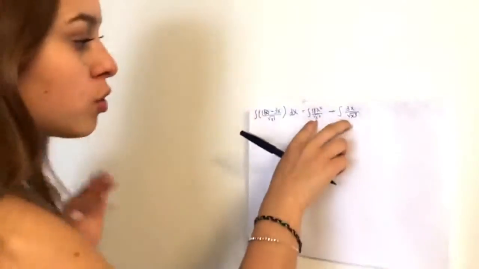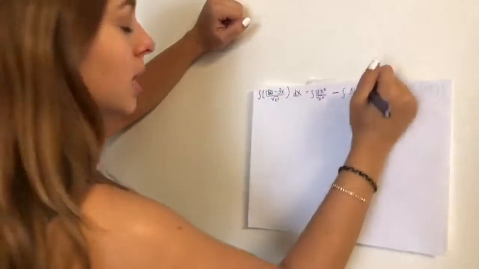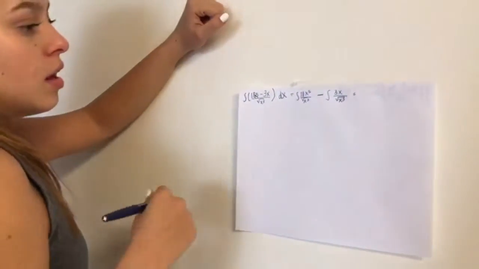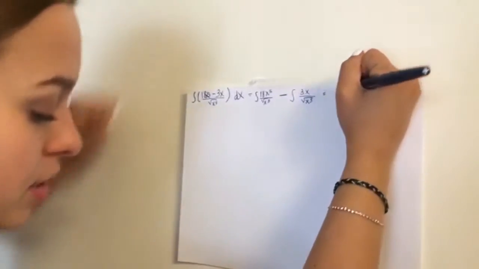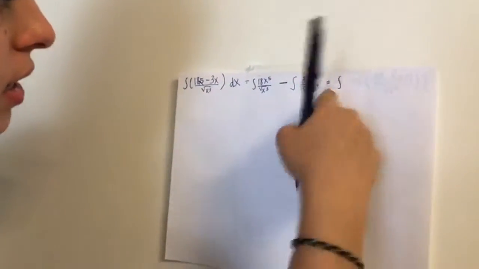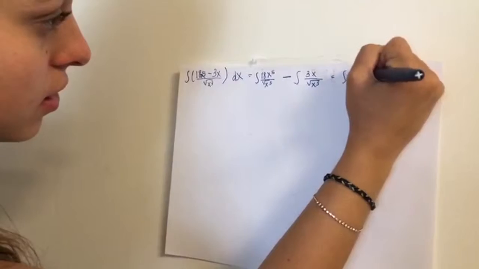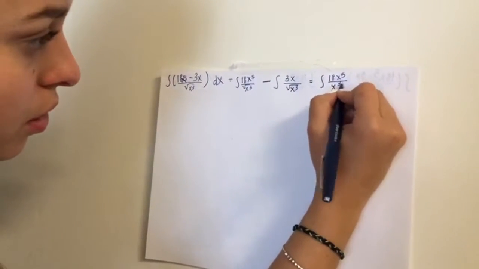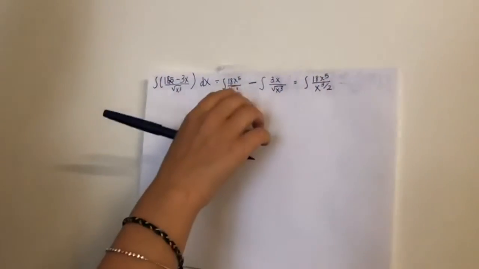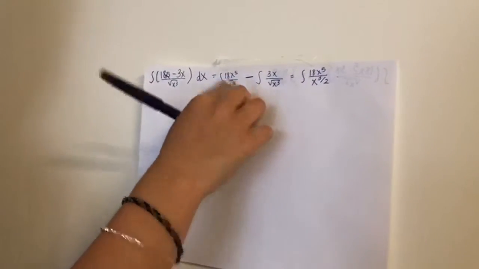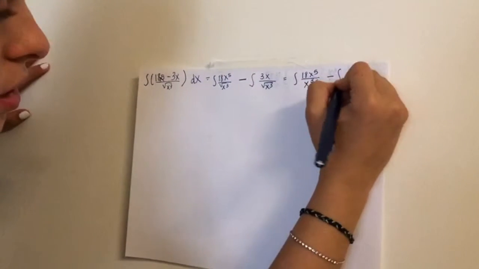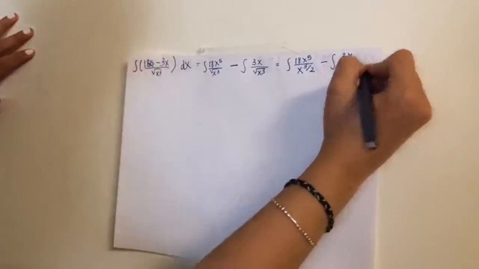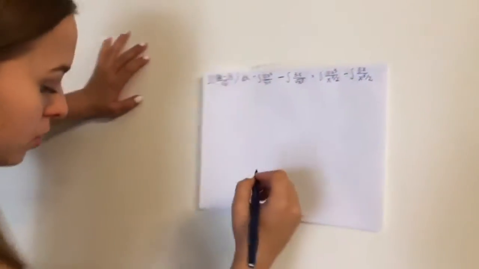So when you have a root in the denominator, you cannot have it in there. So you have to convert it into a fraction. So it is going to be again antiderivative of 18x to the 5th power over x to the 3/2. It is 3/2 because it is square root of x cubed. Minus antiderivative again of 3x over x to the 3/2.